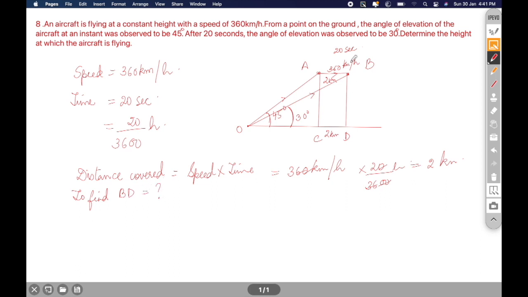Now here in this diagram we again have two right angle triangles, that is triangle AOC and triangle BOD. In triangle AOC, tan 45 degree equals AC by CO. So tan 45 degree means 1.